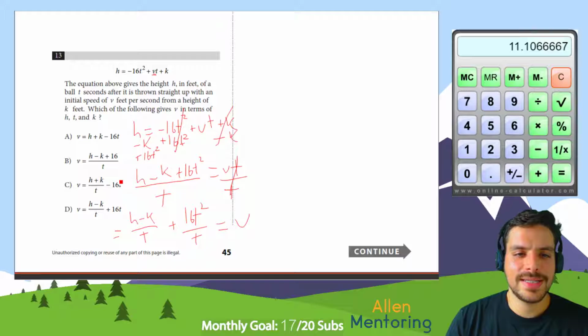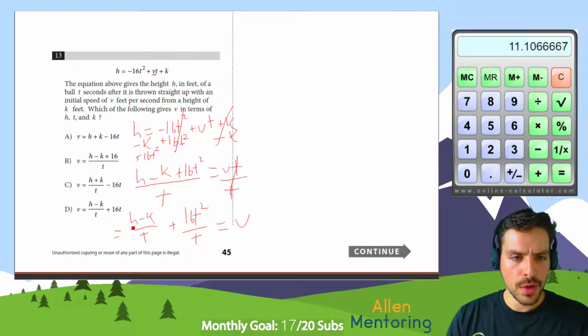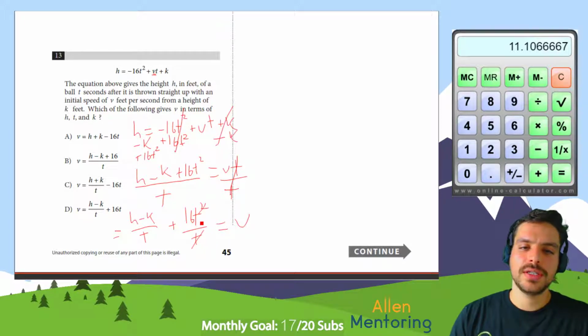So this right here is the same exact thing as this. We're just separating them into two separate fractions. Okay? So which one of these is equivalent? Well, if you have 16t squared divided by t, t squared divided by t will equal just t.